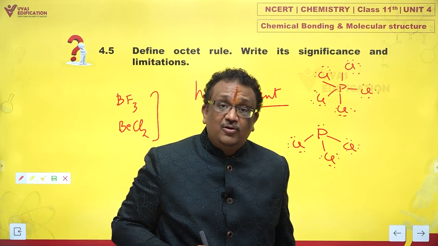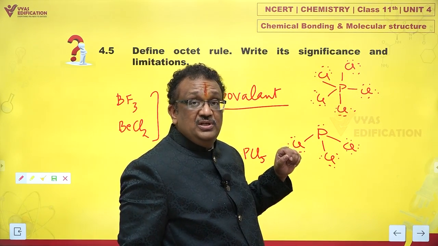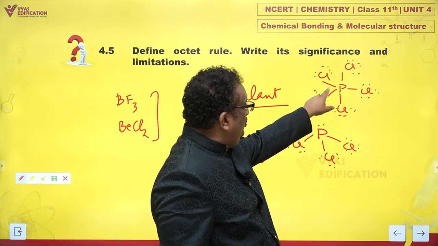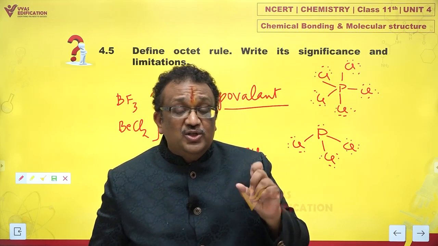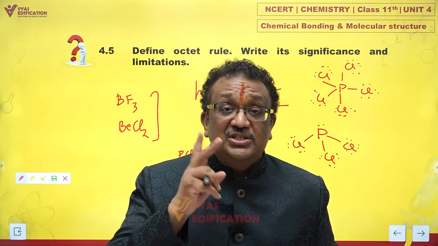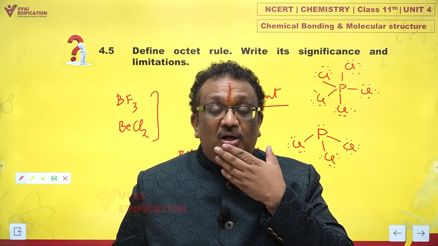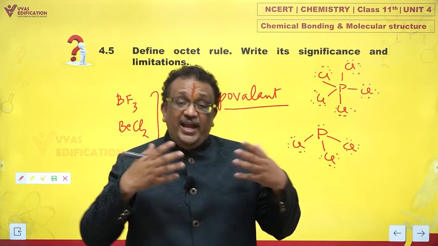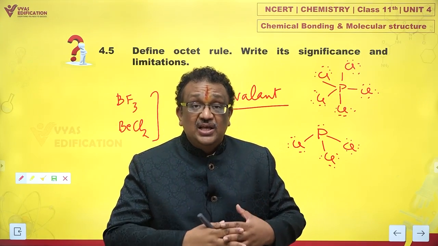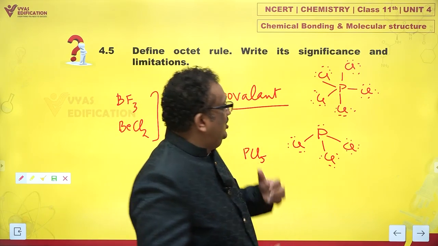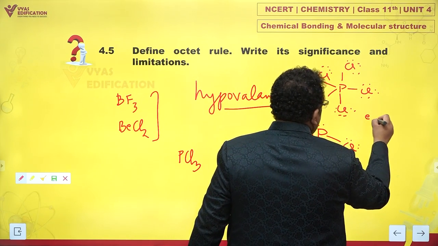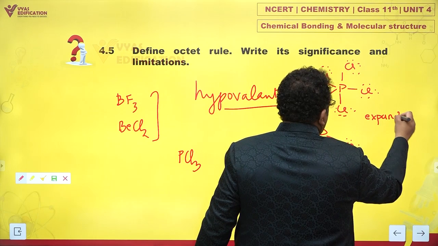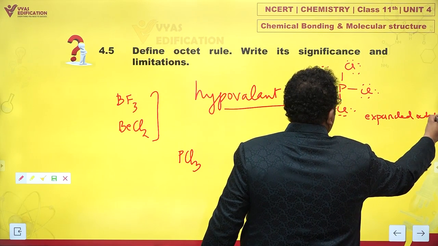Chlorines are following the Octet Rule. But if you notice phosphorus, it has formed 1, 2, 3, 4, 5 bonds. Each bond contains 2 electrons. That means phosphorus has 10 electrons. In such a case, we say that whenever any atom has more than 8 valence electrons, we say it has an expanded octet. So phosphorus shows an expanded octet.